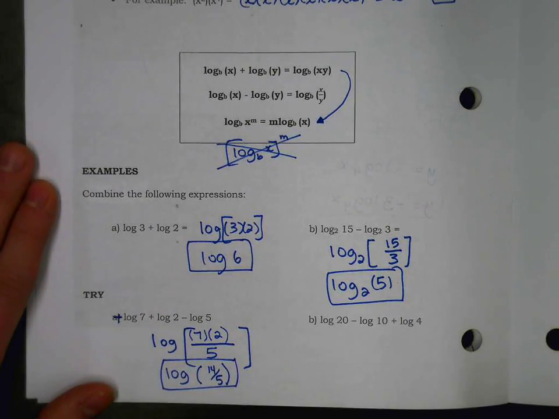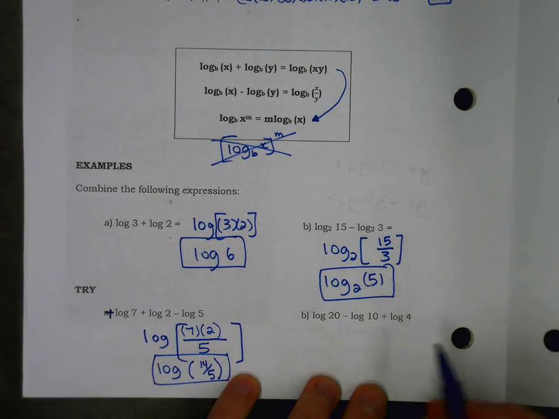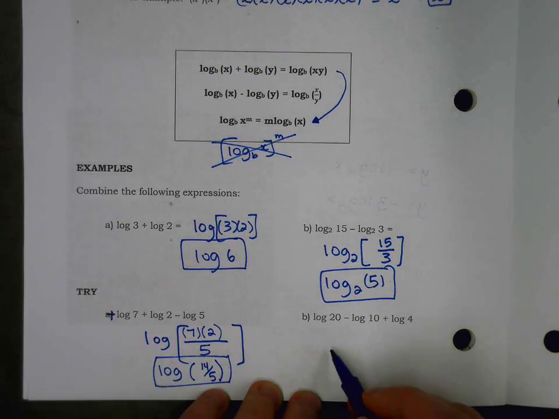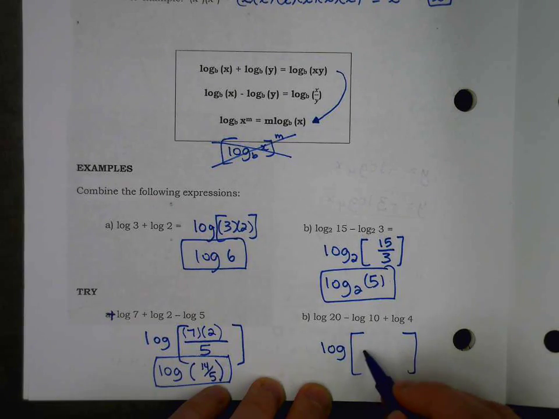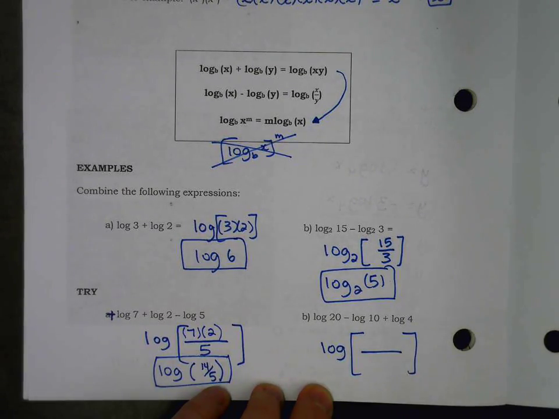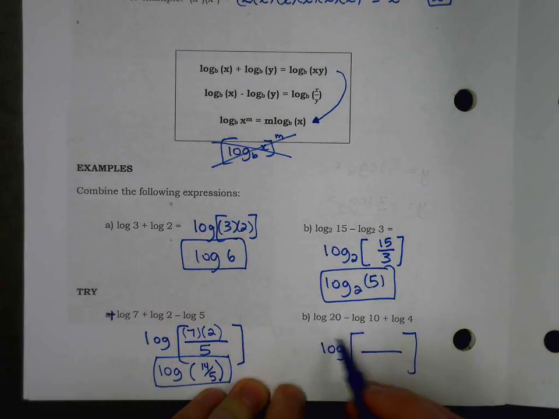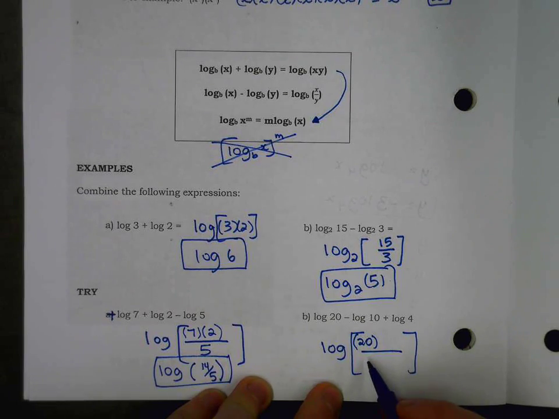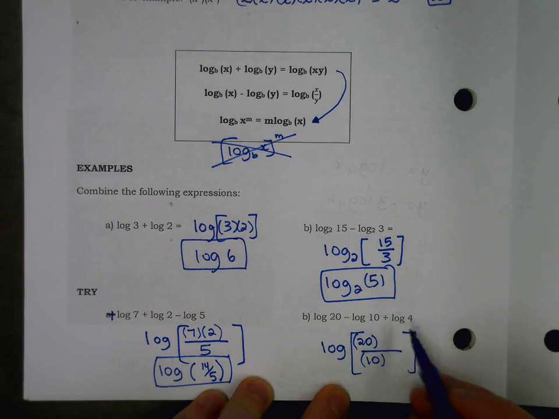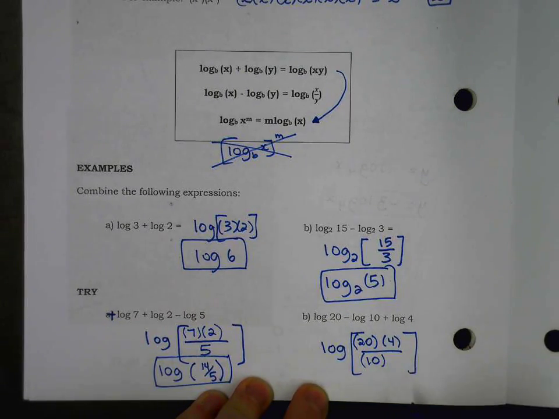Final answer. For the very last one, again, there's a positive, negative, positive. It's easiest to simply write a single log, a fraction in the input, and say what goes on the top, what goes on the bottom. Well, it's a positive log of 20, so 20 on top, subtracting a log of 10, so that 10 goes on the bottom. The positive log of 4, which means the 4 goes on the top, and this is an 80 divided by a 10, a log of 8.